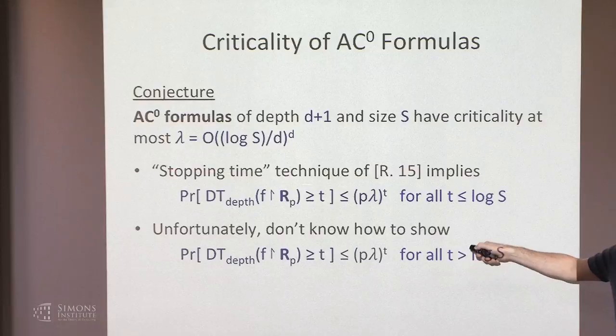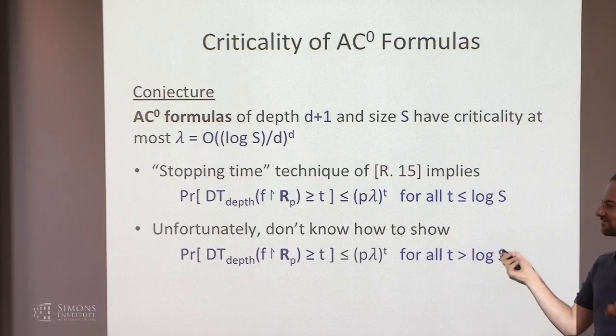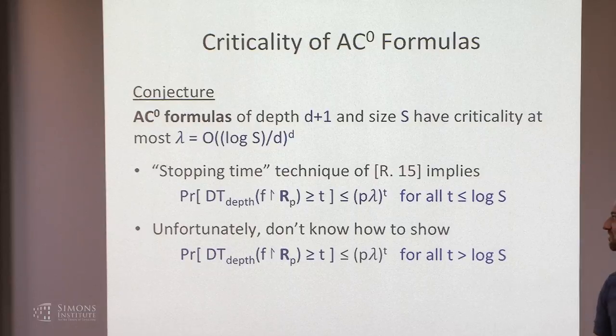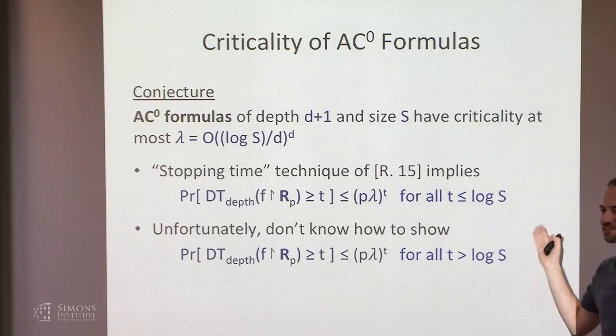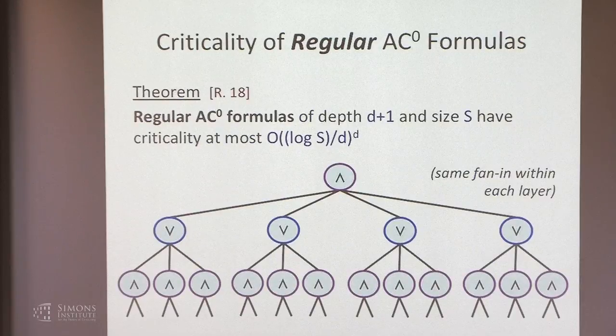Now, this stopping time technique, which I mentioned in the first part of the talk, similar to the Håstad switching lemma, it's giving you the desired bound when t is less than log s. But unfortunately, it doesn't give you what you need when t is bigger than log s, and I don't know how to show this. Okay, maybe by some combination of stopping time with other stuff, I'm not sure. But this is nice, and if one could show this, you'd have a result which is not only unifying the previous results that I mentioned, but also the formula lower bounds for parity. Okay, but I was able to show something.